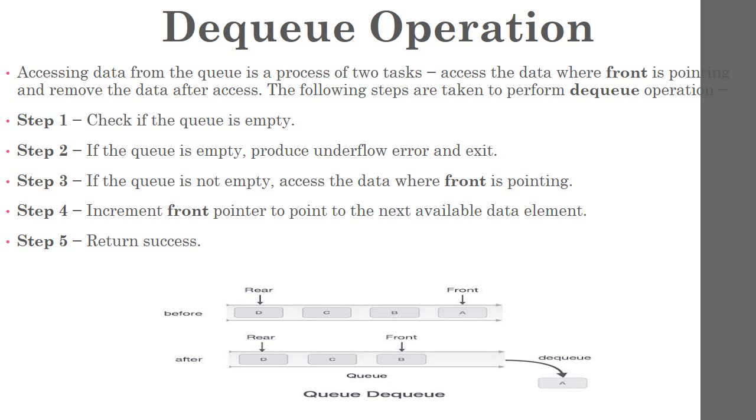Step 1, check if the queue is empty. Step 2, if the queue is empty, produce underflow error and exit. Step 3, if the queue is not empty, access the data where front is pointing. Step 4, increment the front pointer to point to the next available data element. Step 5, return success. The following diagram explains the dequeue operation.